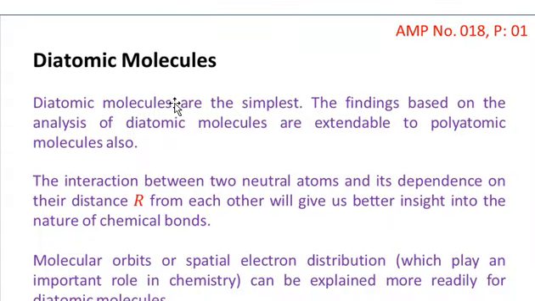Diatomic molecules are the simplest. The findings based on the analysis of diatomic molecules are extendable to polyatomic molecules also. That is, the treatment that is done for the diatomic molecules can also be extended to the polyatomic molecules. The interaction between two neutral atoms and its dependence on their distance r from each other will give us better insight into the nature of the chemical bonds. You see that when you study the diatomic molecules, the process also provides us an insight into the study of the chemical bonds between the two atoms.